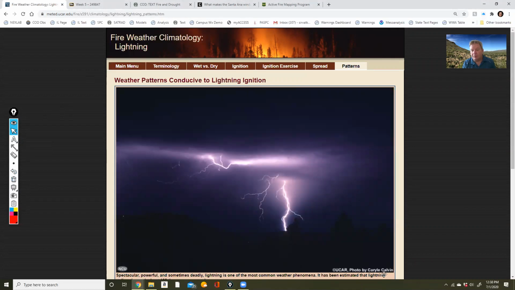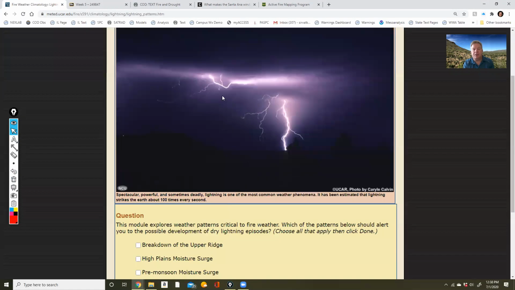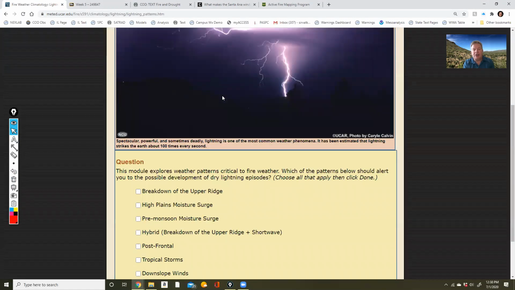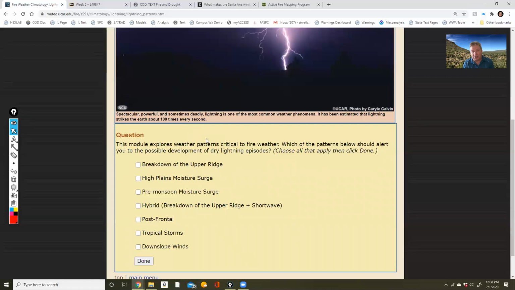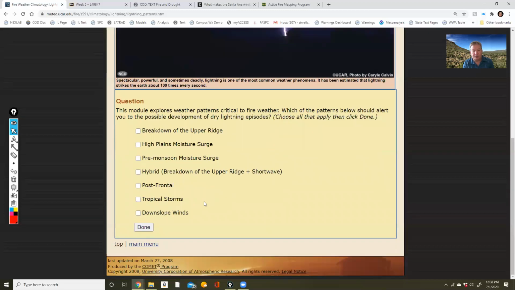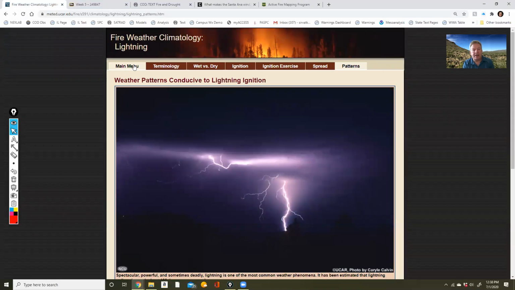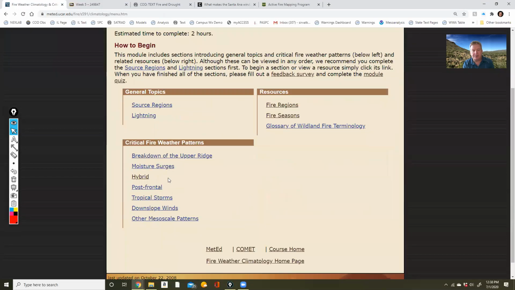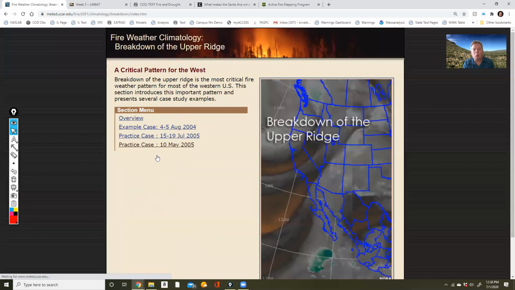Okay, now I want to look over here at weather patterns conducive to lightning ignition. And I know that this is in your worksheet, so I'm going to go through a couple of things. The first one is the breakdown of the upper level ridge. Okay, where do I see that? Let me just go to this because I think this is easier. Okay, what does that mean?